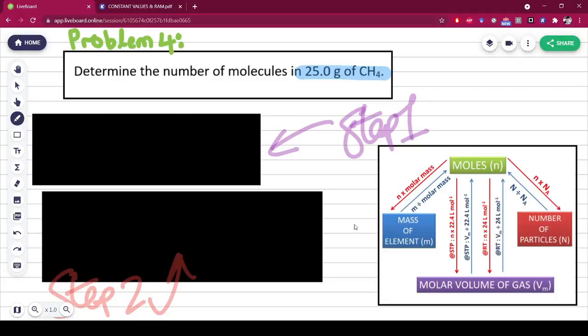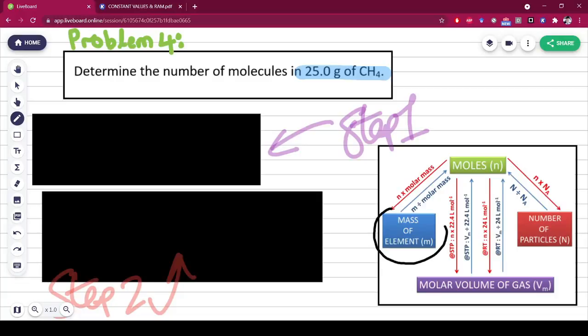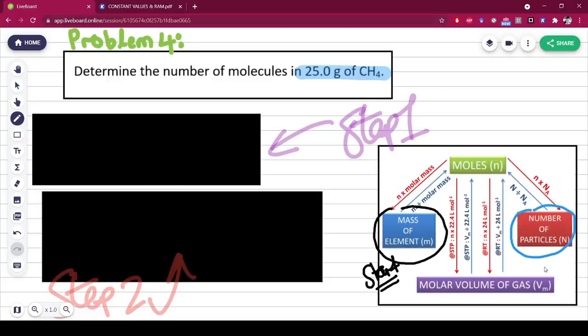Okay. I don't think you can see that. So I'm going to use a different colored pen. So we're going to start from here. Okay. So this is the starting point of this question. And you want to find out this number of particles. So you're going to end here. So how do you do that?